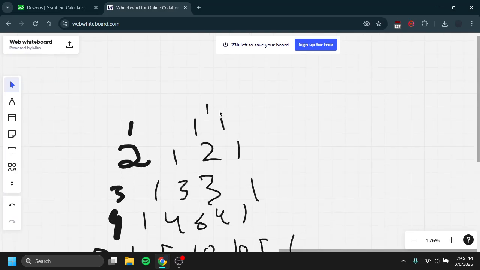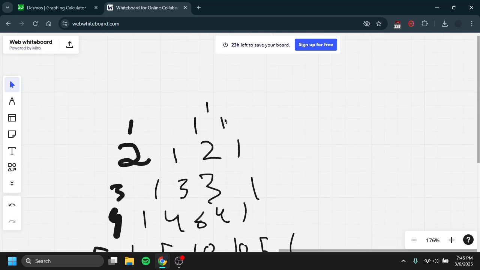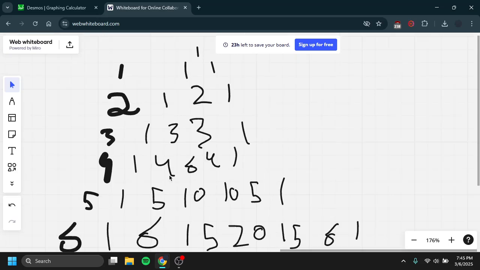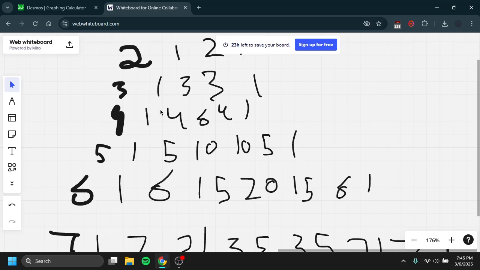So here, Pascal's triangle. 1 plus 0, 1, 1 plus 0, 1. Starts and ends with 1. 1 plus 1, 2. Now we start getting into adding up the other numbers. So 1, 1, 1 plus 2 is 3, 2 plus 1 is 3, 1, 1. And then the pattern repeats. Starts with 1, ends with 1, but now we do 1 plus 3 is 4, 3 plus 3 is 6, 3 plus 1 is 4.